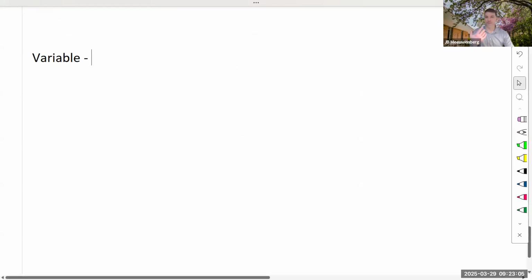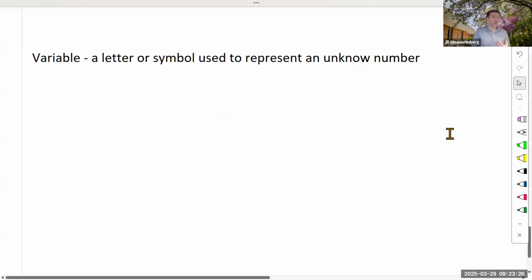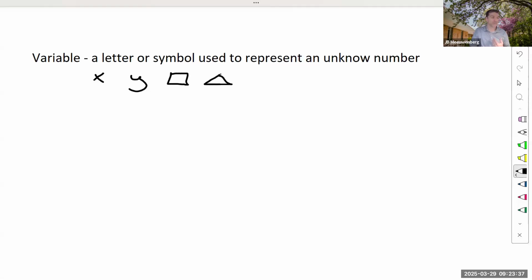So often when you see that word variable, you think x or y. But what it really is, is a letter or symbol used to represent an unknown number. That's what a variable is. It's a letter or even a symbol that we use to represent an unknown number. Now, often in modern day algebra, we use x or y, but in lower grades, it could be a square or a triangle that is used, because sometimes that can be less intimidating than a letter.